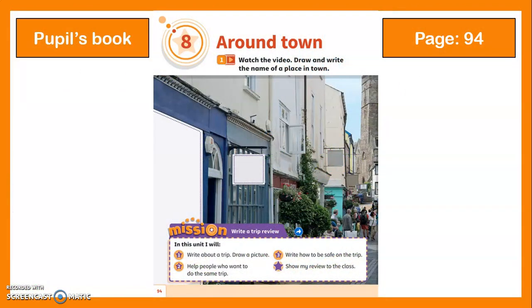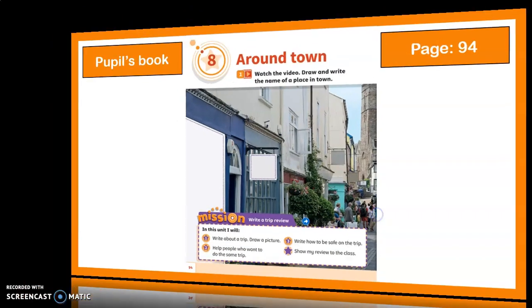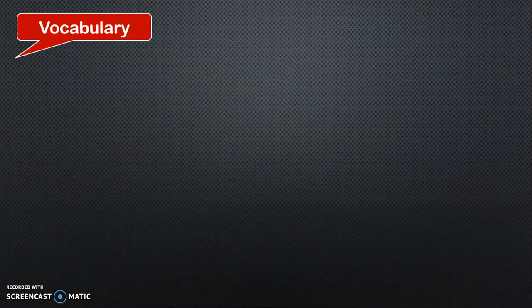Alright, what is the title of this unit? On page 94, okay? That's it. Around town. This is something that we are going to see now, okay? Alright, after watching the video, let's check the vocabulary now. Ready? Go! Okay, let's see and repeat together.